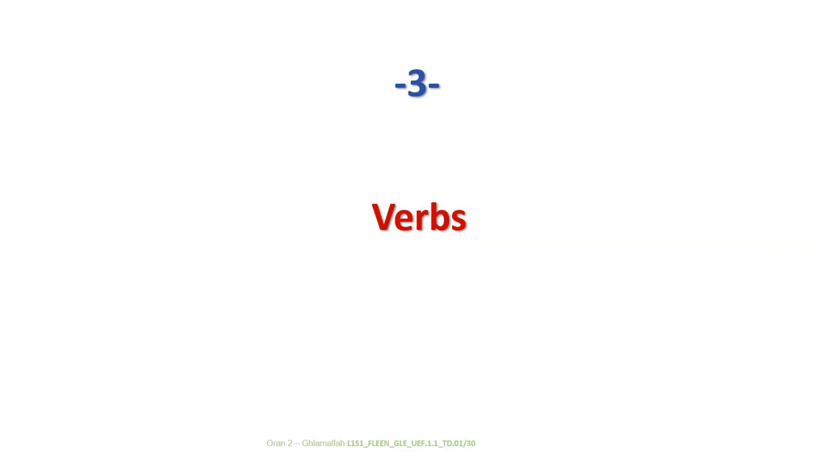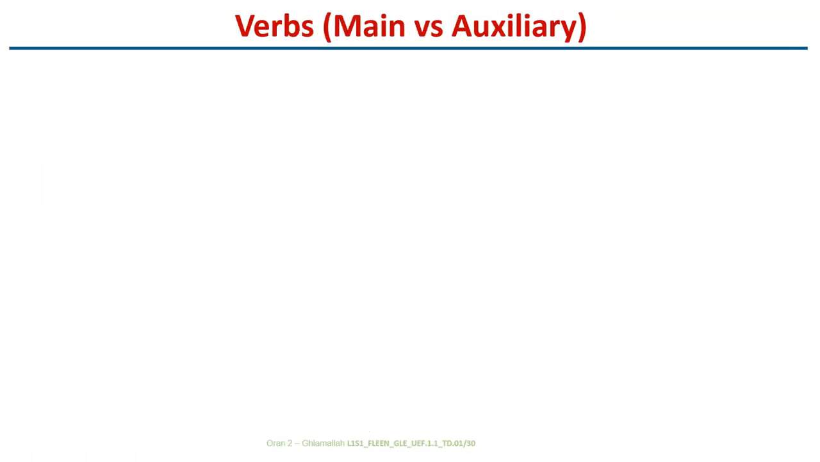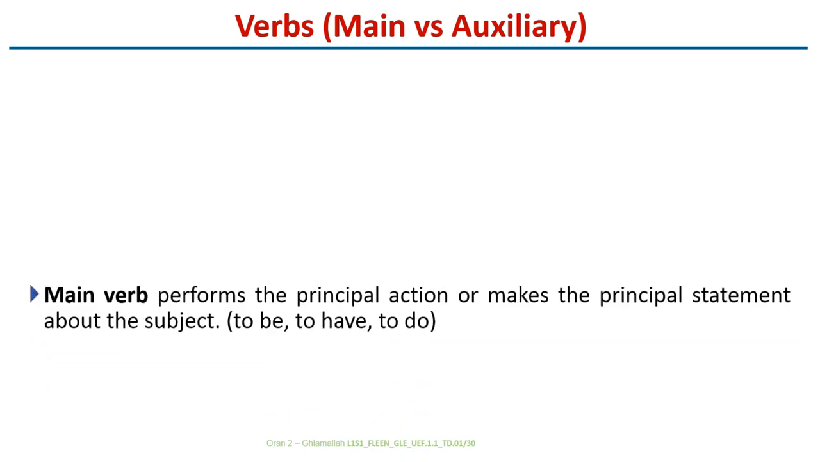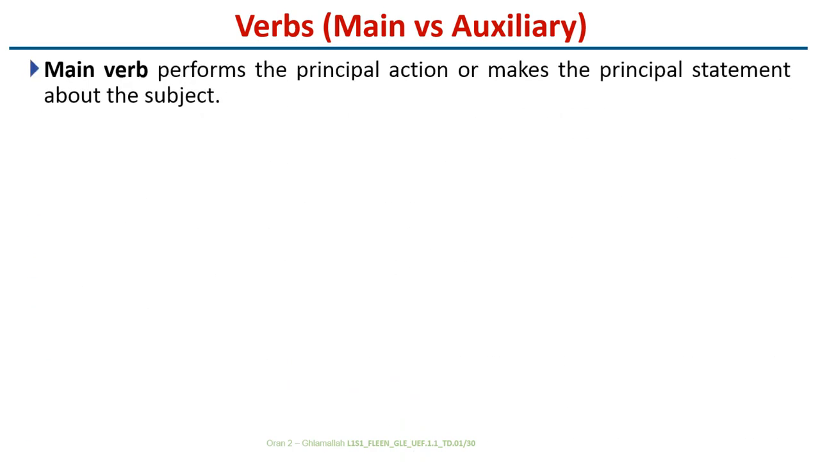A verb is a word that expresses action or a state of being and is necessary to make a statement and a sentence. A verb expresses time, present, past, and future by using tense forms. The function of a verb may change according to its position in the sentence, so there are different types of verbs. A main verb performs the principal action or makes the principal statement about the subject.